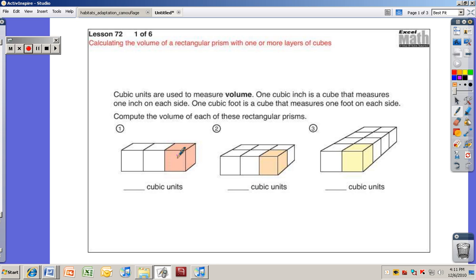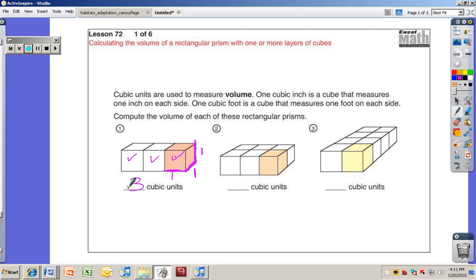So if this first one right here was a cubic inch, from here to here would be 1 inch, from here to here would be 1 inch towards the back, and then the height of it would be 1 inch as well. It's a cubic foot, same idea. 1 foot this way, 1 foot, and 1 foot. But we're just going to figure out how many cubic units this has. So here's a cube, and here's a cube. That has 3 cubic units.